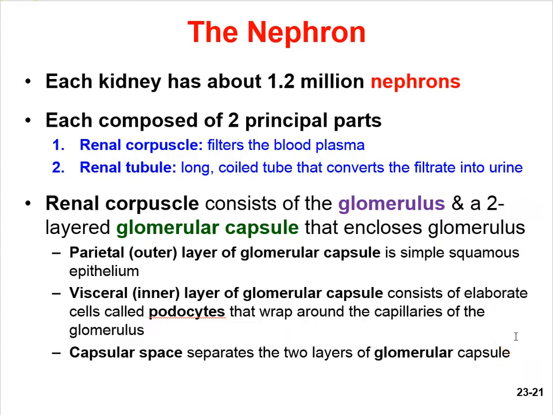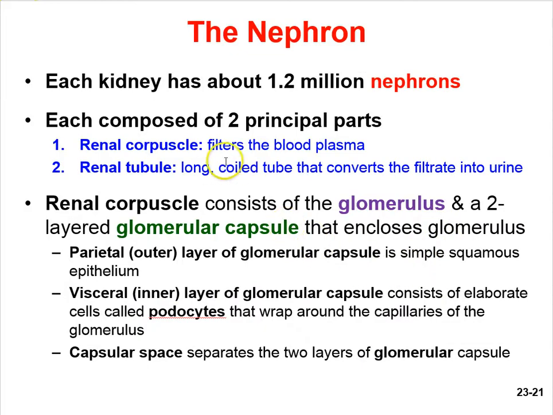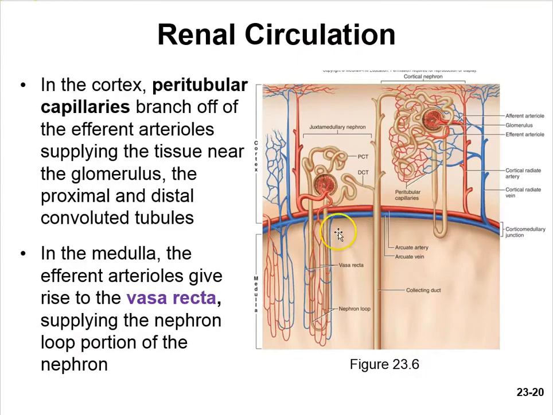Each kidney has about 1.2 million nephrons. Again, each nephron, think of that back here, each one of these is a filtering unit. Each kidney has 1.2 million on average. And the nephron has two principal parts. There's the renal corpuscle. This is what filters the blood plasma. And the renal tubule, which is, like we already talked about, the long tubes here, some a little bit longer than others, that even wind up and around.